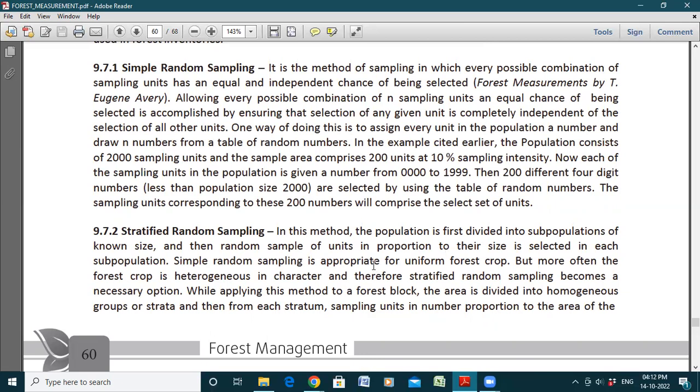Simple random sampling is appropriate for uniform forest crop, but more often the forest crop is heterogeneous in character, and therefore stratified random sampling becomes a necessary option when the forest crop is heterogeneous.